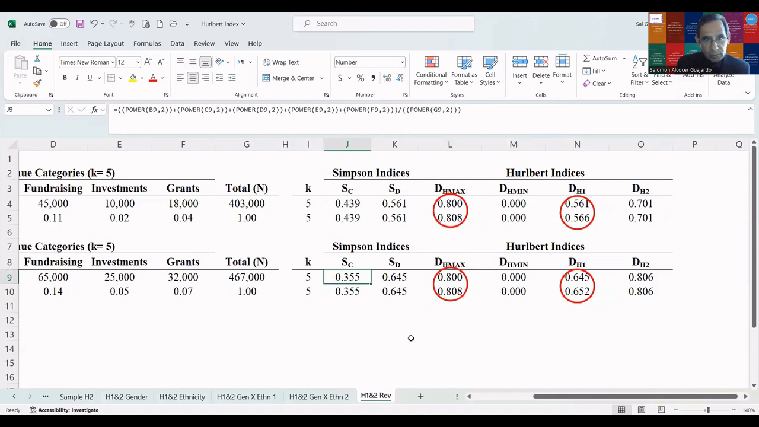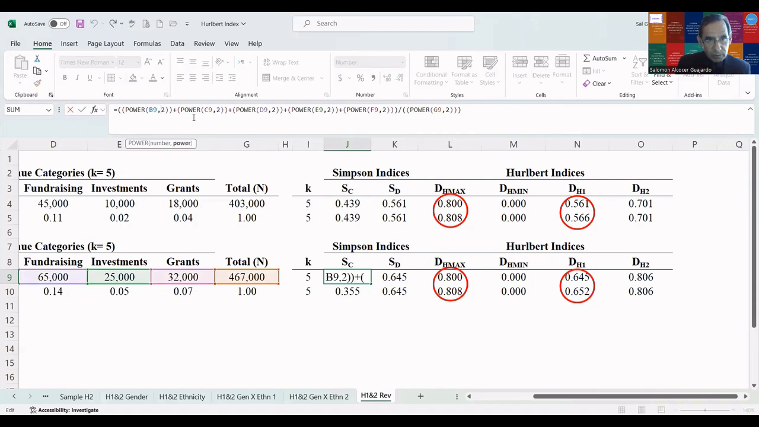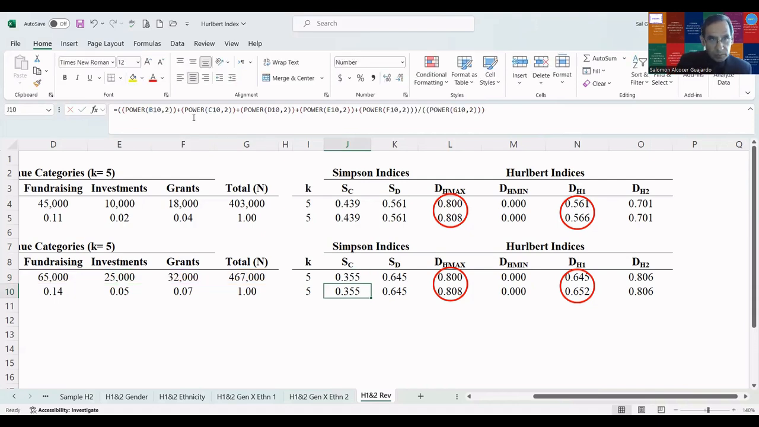I also calculated the Simpson concentration score for revenue. In this case, I used the power function. I also used the power function for the percentages. So I get a Simpson concentration similarity score for revenue of 0.355. When I subtract 0.355 from 1, I get a Simpson diversity score of 0.645.